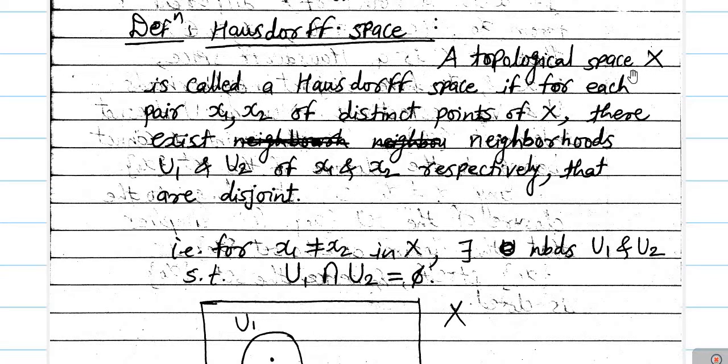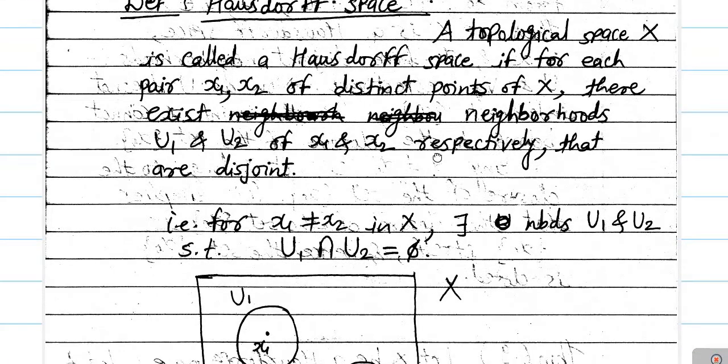A topological space X will be called a Hausdorff space if for each pair x1, x2 of distinct points of X, that is, if x1 and x2 are any two distinct points from the topological space X, then there must exist neighborhoods of x1 and x2, u1 and u2, such that these neighborhoods are disjoint, that is, u1 intersection u2 must be the empty set. That is, for every pair x1 not equal to x2 in the topological space X, there must exist neighborhoods u1 and u2 such that u1 intersection u2 is equal to phi. Like this, the Hausdorff space is defined.